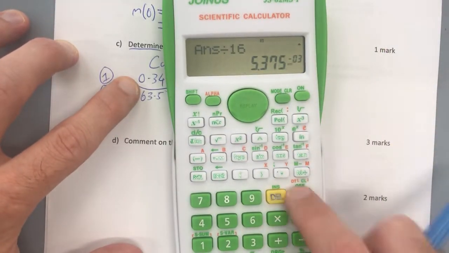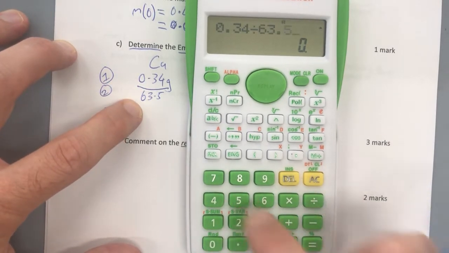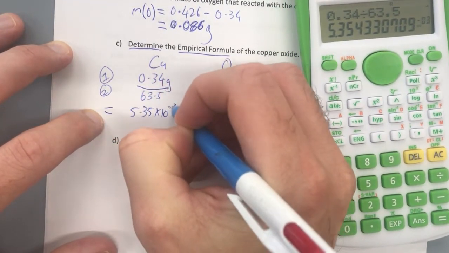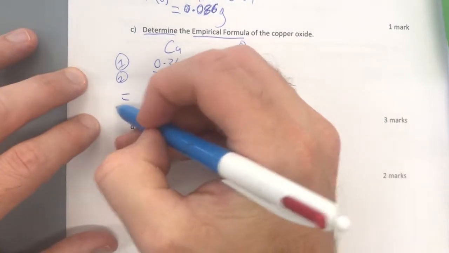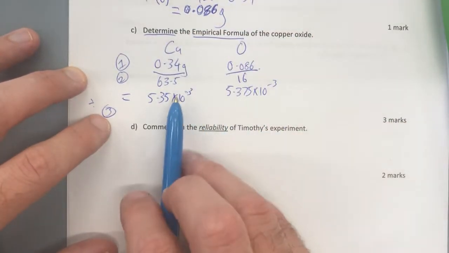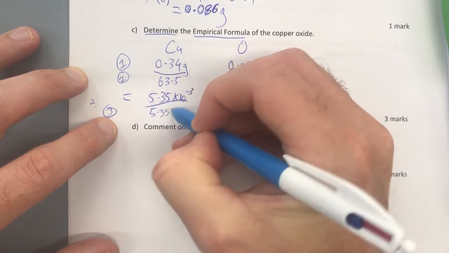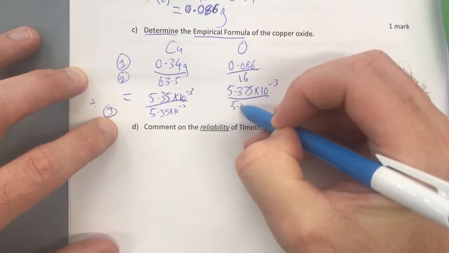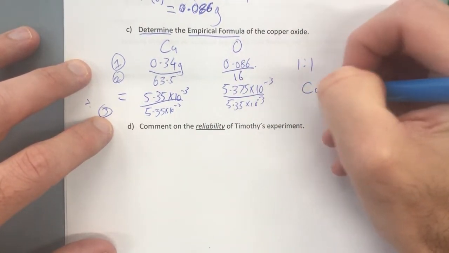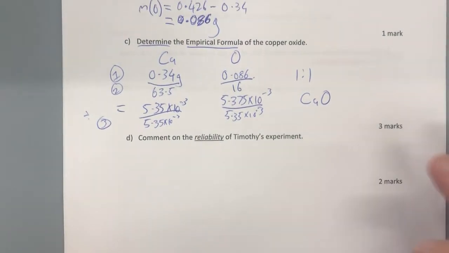Then I need to work out my copper. So it's going to be 0.34 divided by 63.5. That's going to be 5.35 times 10 to the power of -3. Now normally I would be looking at this, and step 3 would be divide by my lowest number. But I can see that these are both pretty much the same. So if I divide that by 5.35 times 10 to the power of -3, and that by 5.35 times 10 to the -3, I can see I'm going to get a 1-to-1 ratio. So my empirical formula is going to be copper oxide, so CuO.